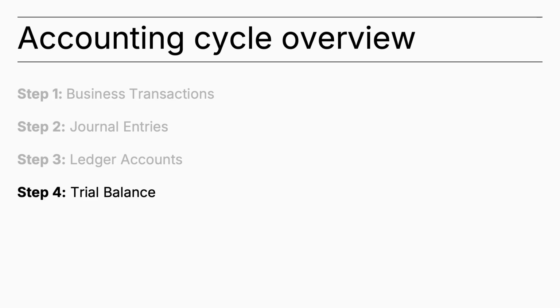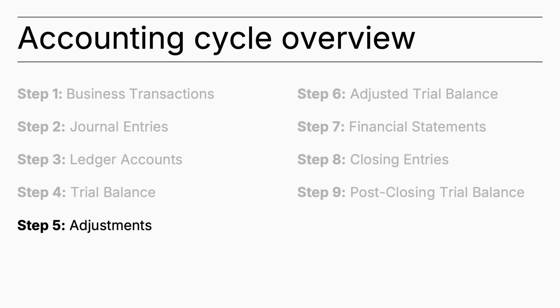At this point, some revenues or expenses may still need to be recognized because of timing differences. And that's when adjusting entries are made. Once the adjustments have been recorded, we're ready to prepare the adjusted trial balance and continue with the next steps in the accounting cycle. So adjusting entries act as a bridge between the trial balance and the adjusted trial balance.